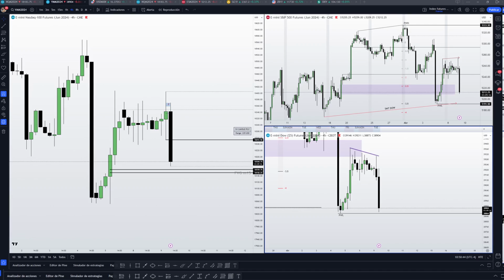No, for me, this bearish move is the weekly manipulation, but I'm probably wrong. But in my initial ideas, this is the weekly manipulation.